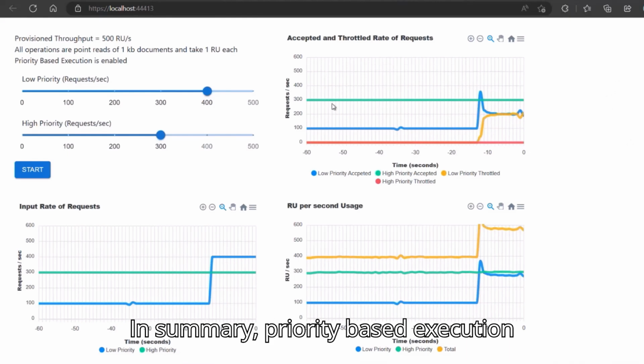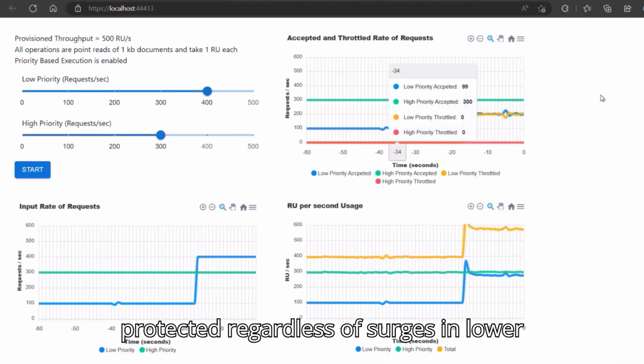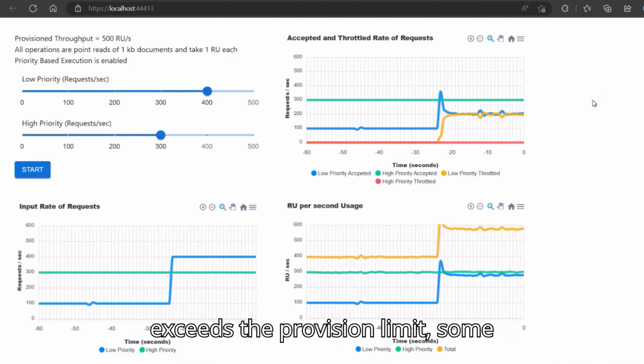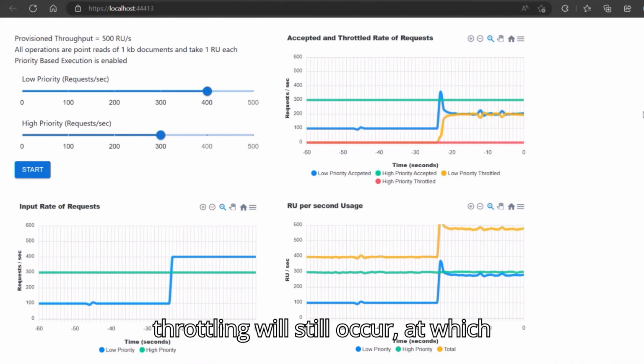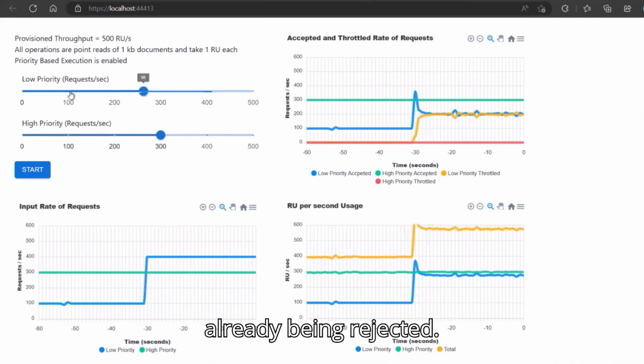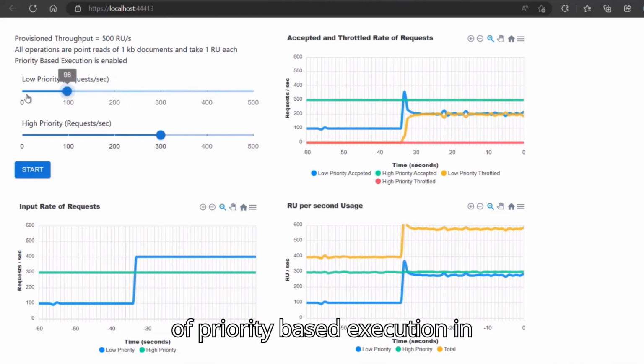In summary, priority-based execution enables your high priority workloads to remain protected, regardless of surges in lower priority traffic. If high priority demand exceeds the provisioned limit, some throttling will still occur, at which point all low priority requests are already being rejected. Thank you for following this overview of priority-based execution in Azure Cosmos DB.